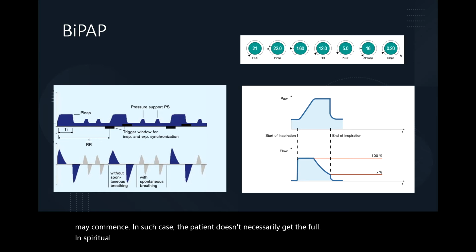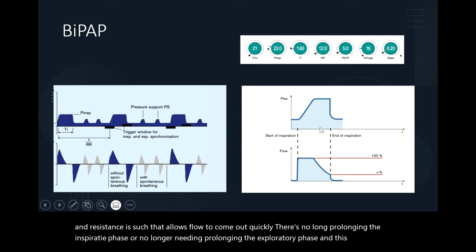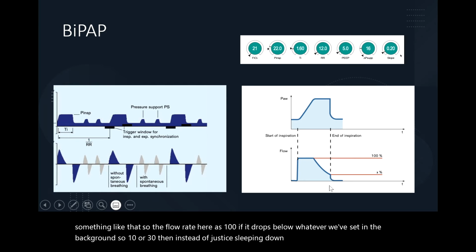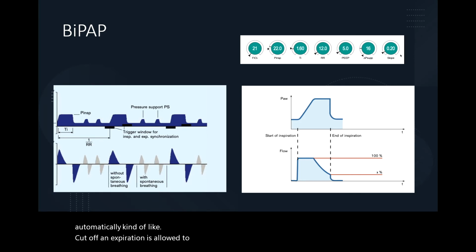And the reason that happens is that if the flow characteristics within the thorax, so if the compression and resistance are such that it allows flow to come out quickly, there's no need in prolonging the inspiratory phase. And this looks a little something like that. So the flow rate here is at 100%. If it drops below whatever we've set in the background, so 10 or 30%, then instead of just sleeping down here, the breath is automatically cut off, and expiration is allowed to commence. So that's what we call flow cycling, and that happens in this BiPAP mode.